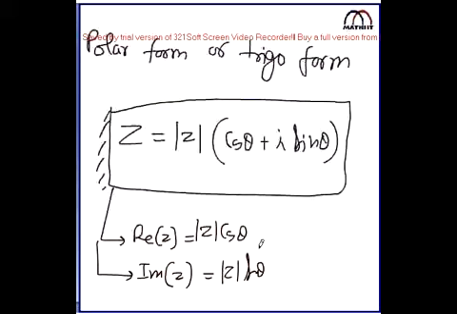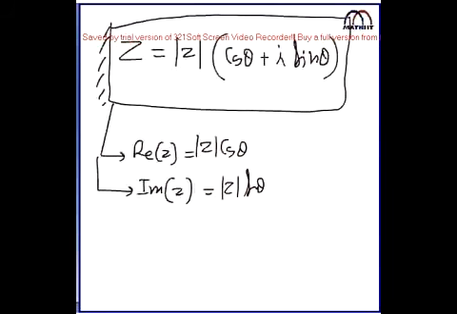Some more things, a lot of things we can see. Real part of Z we got as mod Z cos theta. I'm sure you know cos theta always lies between minus 1 and plus 1. Mod Z is a positive quantity. Modulus Z means the length of a complex number, and length cannot be negative.